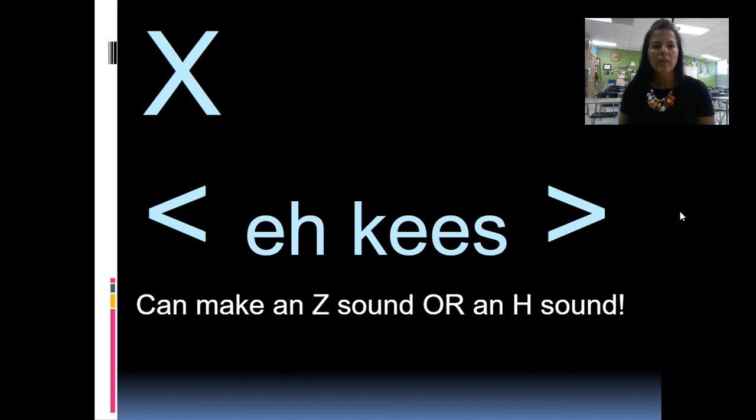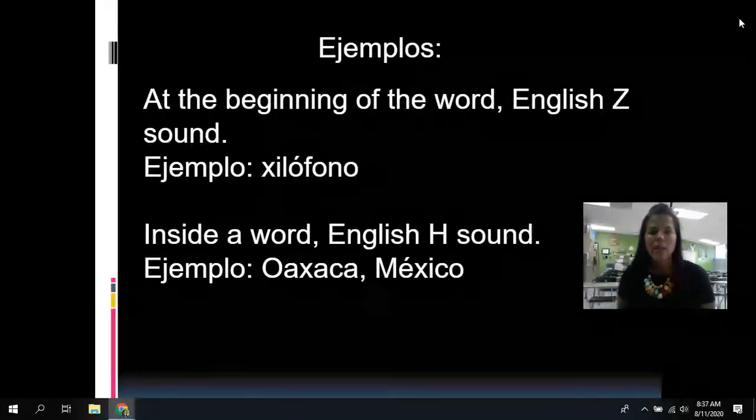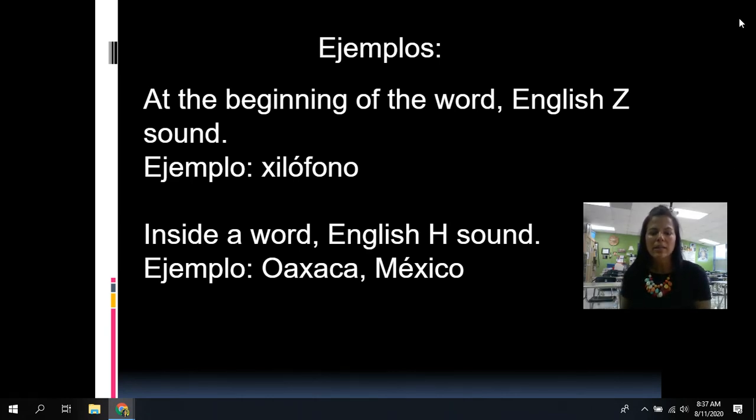Oddly enough, the X can make a Z sound or an H sound. So the X is kind of weird in Spanish, just like it is in English. So let's check it out. Some examples. At the beginning of the word, it's going to make a Z sound, just like in English. So xylophone is xilófono. And just FYI, I'm going to explain this when we get to Z, but the Z in Spanish doesn't ever go Z, it goes like an S. So xilófono.